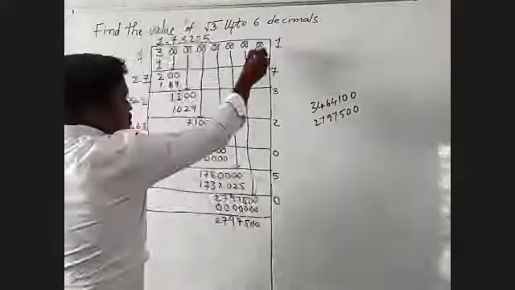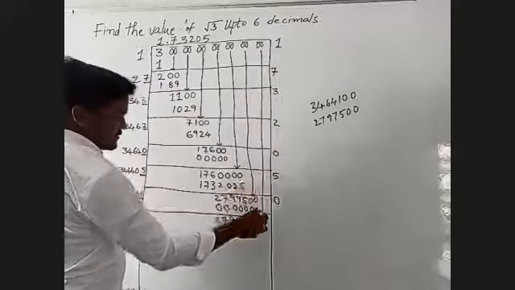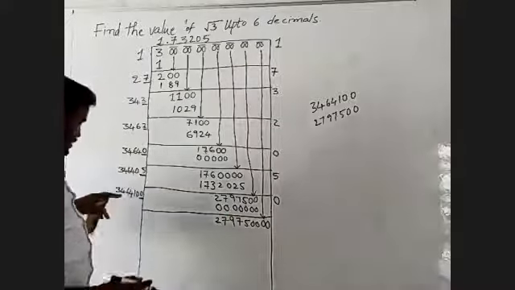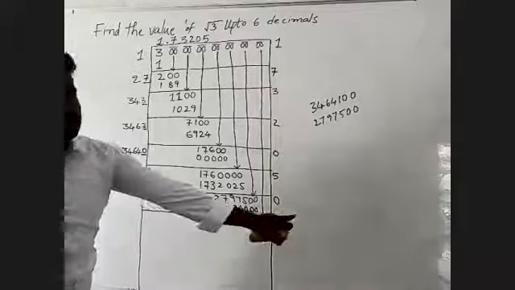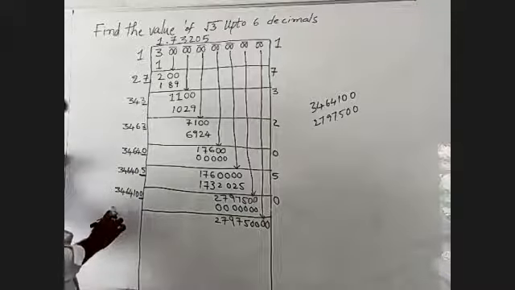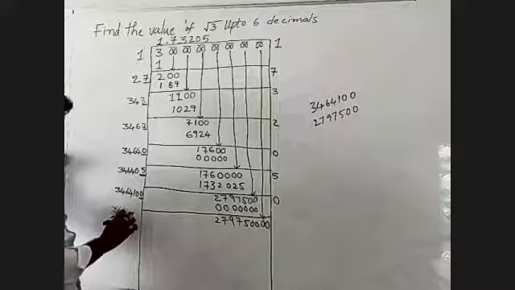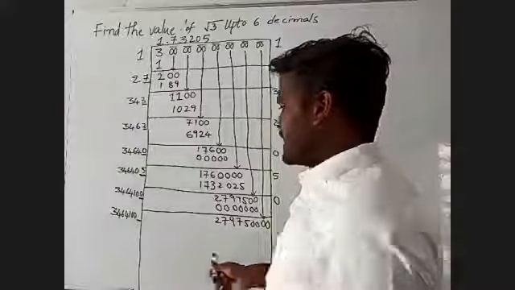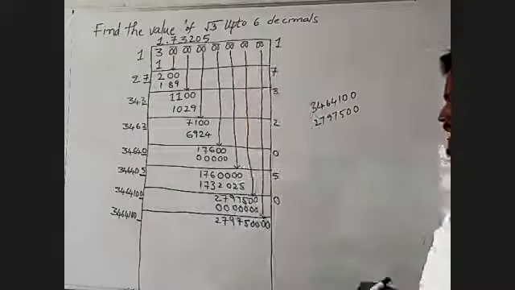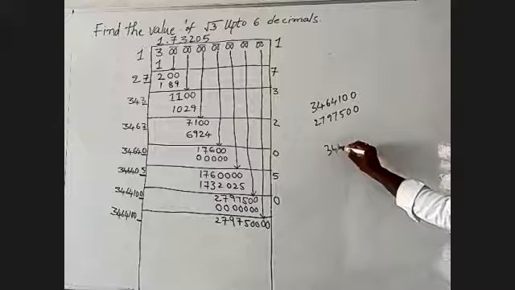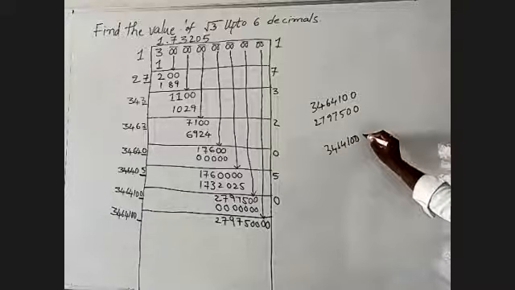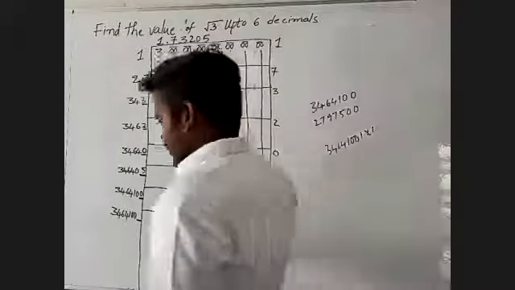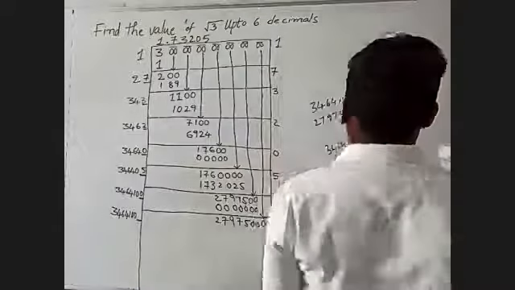That means we will take the remaining two zeros. We will observe 3464,100 plus 0 becomes 3464,100. After that, we'll take the units place. 1 into 1 becomes that one only. That means here we have to take the units place. I will take the number 8.